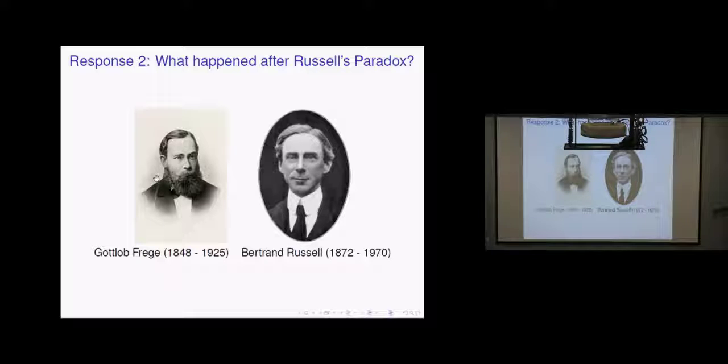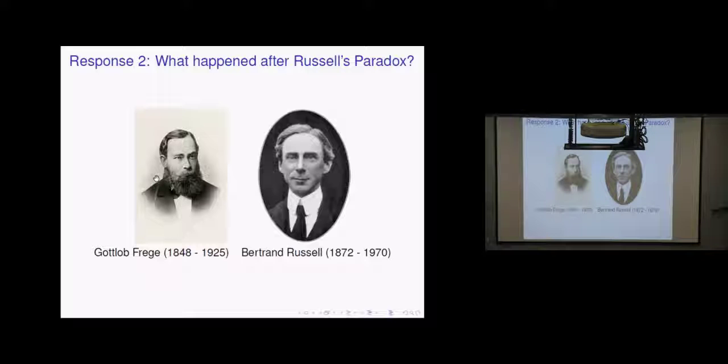So this is Frege. He is the father of analytic philosophy, and he is very important in the development of mathematical logic. And this is Bertrand Russell. We talked about his story, and he is an extremely smart guy, and he is everything. He's a philosopher, mathematician, great writer, politician, activist, and so on and so forth. So okay, what happened after the paradox?